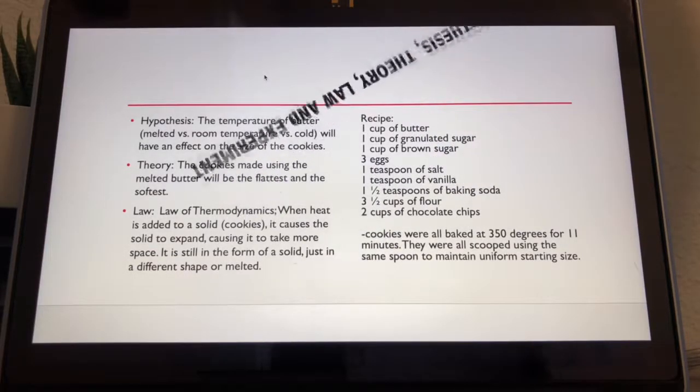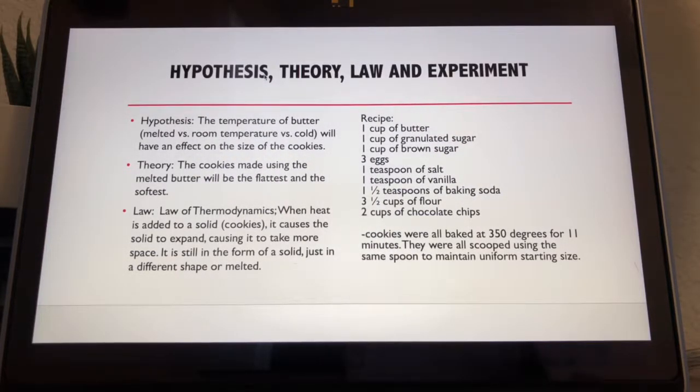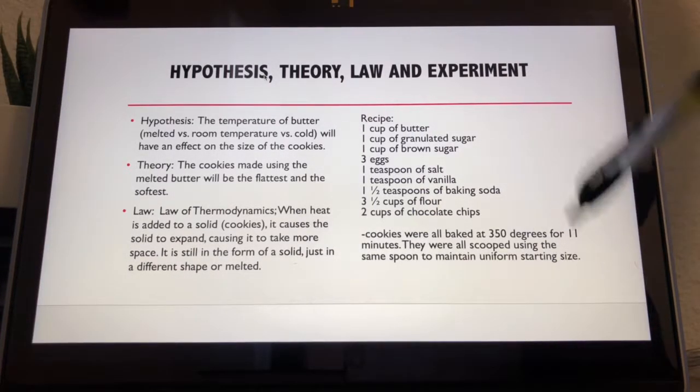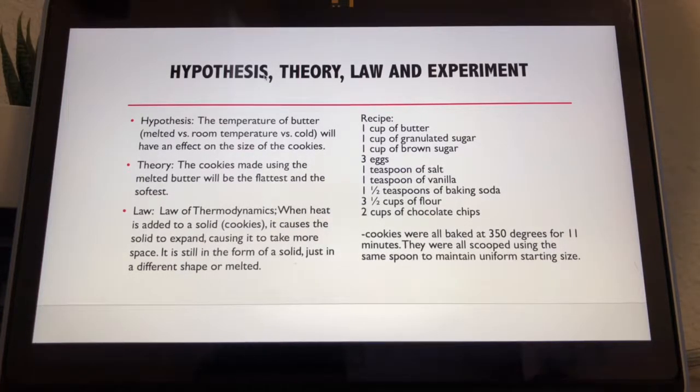Next are my examples of hypothesis, theory, and law. And then on the right-hand side, you can actually see the recipe that I use for each batch of the cookies. So first, hypothesis. The temperature of butter, melted versus room temperature versus cold, will have an effect on the size of the cookies. Theory, the cookies made using the melted butter will be the flattest and the softest.